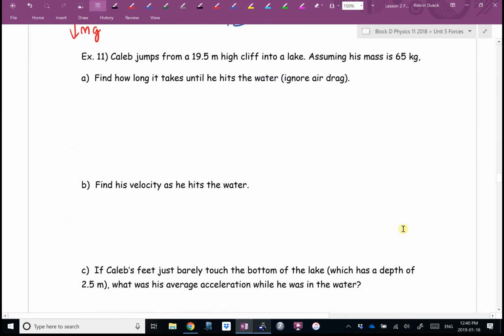Let's go cliff jumping. And we looked at this a little bit before Christmas. In fact, I think we looked at the world record cliff jump. We saw the video of the guy who clearly didn't hit the water quite cleanly enough. Caleb jumps from a 19.5 meter high cliff into a lake. Suppose his mass is 65 kilograms. A, find how long it takes until he hits the water if we ignore air drag.